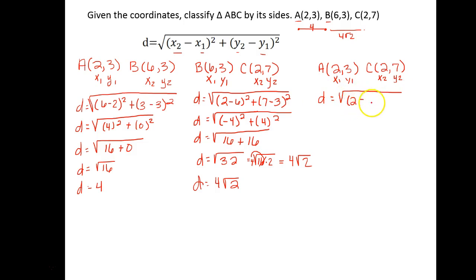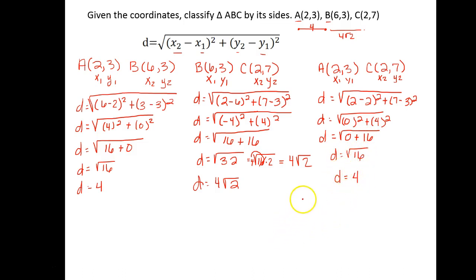x2 is 2 minus x1 is 2, squared, plus y2 is 7 minus y1 is 3, squared. 2 minus 2 is 0 squared. 7 minus 3 is 4, and then squared. Of course, 0 squared, 0 times 0 is 0. 4 squared is 16. So I have the square root of 16. And the square root of 16 is 4. So the distance from A to C is 4.